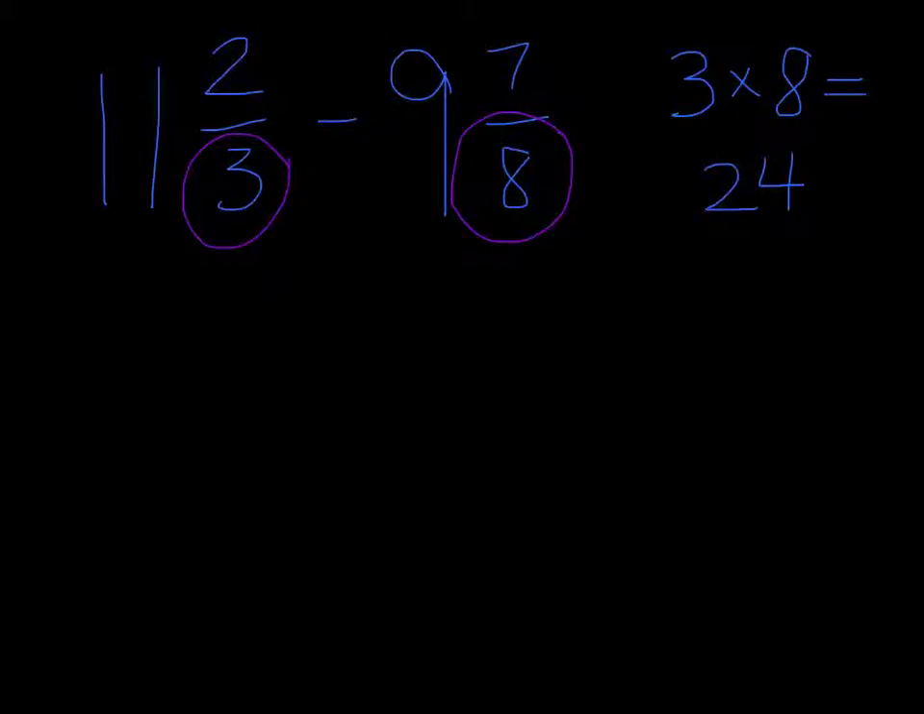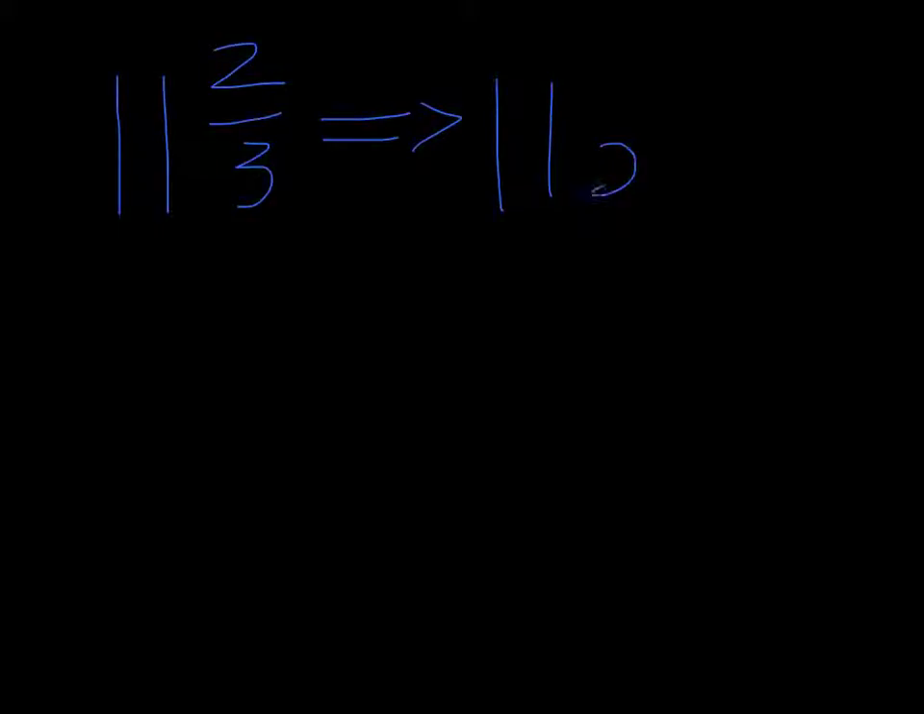Since I have 24ths, I'm going to have to cut the thirds into 24ths and the eighths into 24ths. To do that, I'm just going to find equivalent fractions. So my 11 and 2/3 is going to become something out of 24. I'm going to keep the whole part because the 11 wholes will stay, but the thirds are going to be broken into 24ths. So 2/3 is equivalent to how many 24ths?